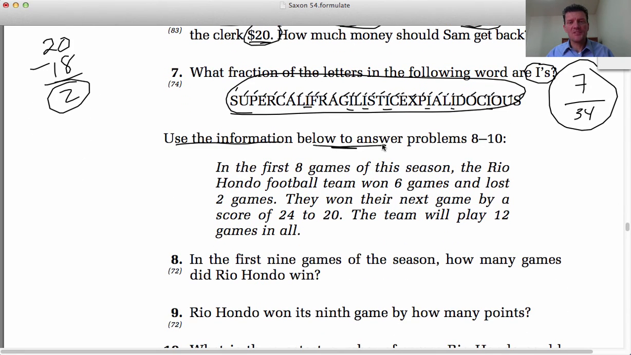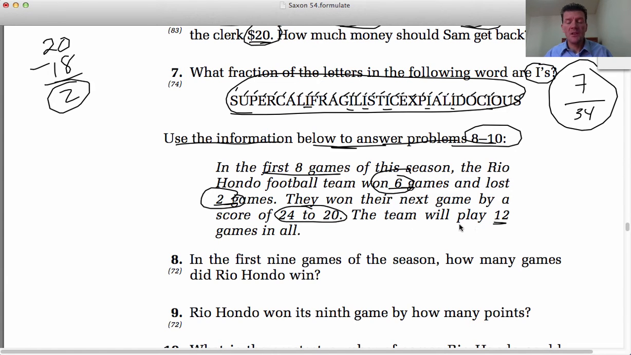Use the information below to answer problems 8 to 10. All right, let's see what we have here. In the first 8 games were played, and the Rio Hondo football team won 6 games and lost 2. They won 6, they lost 2. They won their next game by a score of 24 to 20. The team will play 12 games in all.